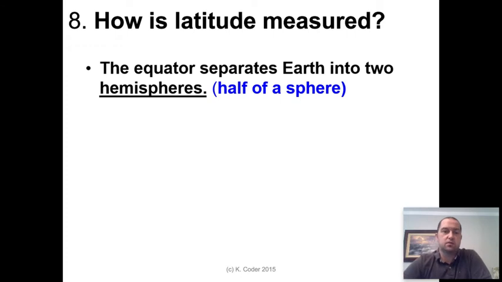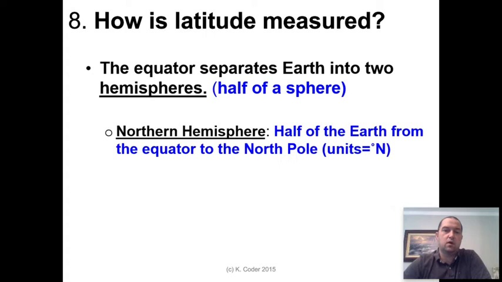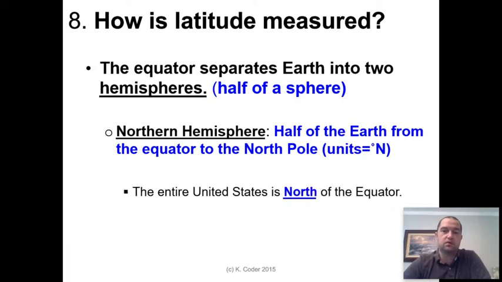So how is latitude measured? The equator separates the Earth into two hemispheres. The northern hemisphere is the half of the Earth from the equator to the North Pole. It's the top part, and we use degrees north to indicate that. So the entire United States is north of the equator. If you looked at Long Island, its latitude would be 41 degrees north. Hyde Park is 42 degrees north.